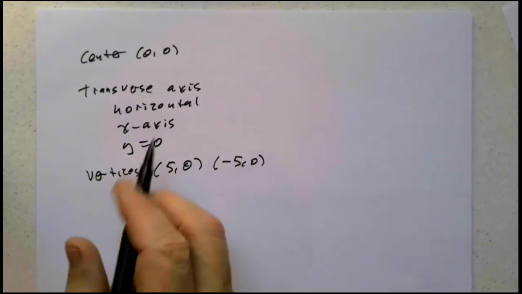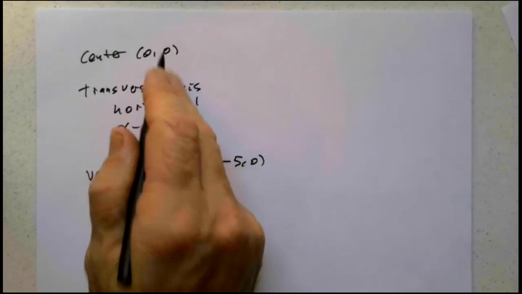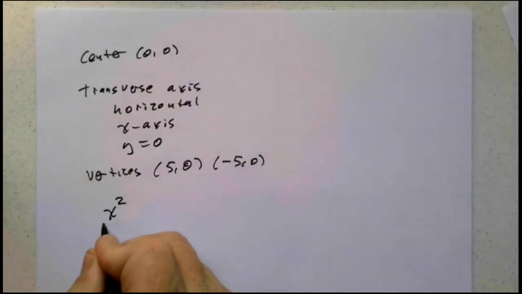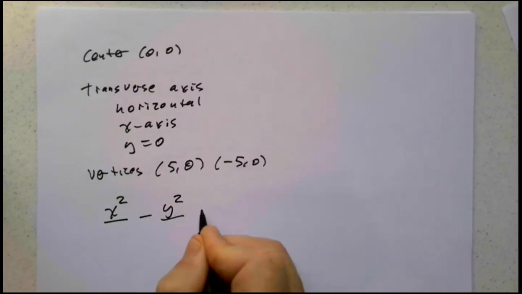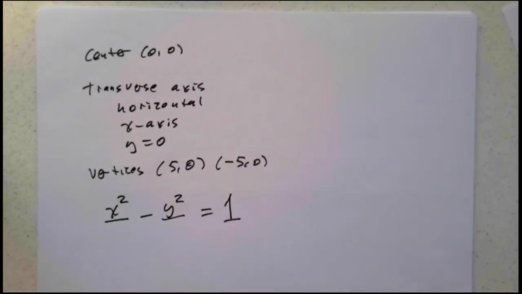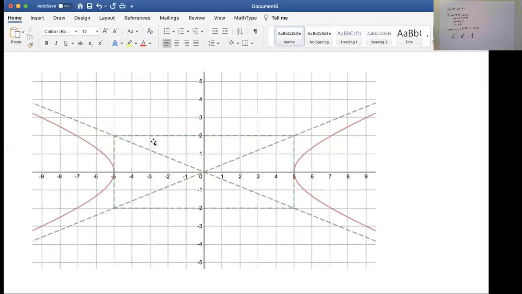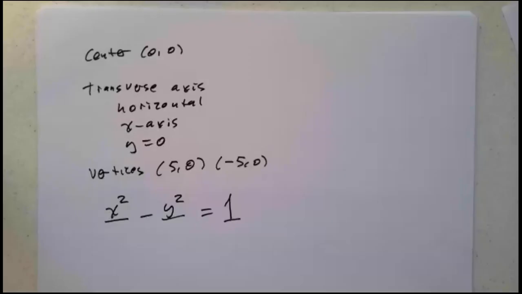Now remember, since the transverse axis is horizontal and since the center is 0, the equation will be x squared over something minus y squared over something equals 1. So we've shown again that the span in x is 5. Just to clarify that, from the center to the vertex: 1, 2, 3, 4, 5. So 5 squared, since the transverse axis is horizontal and x comes first. So it'll be x squared over 5 squared minus, now what is the span in y?